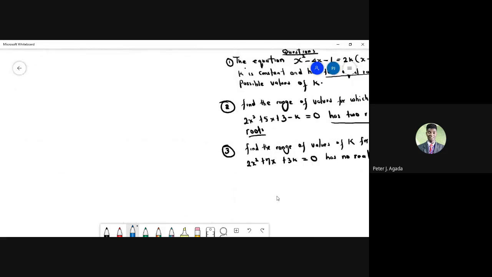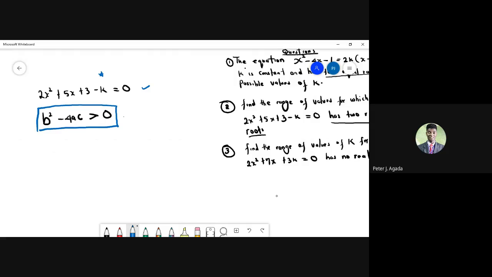So my condition here, using the black, my quadratic equation is 2x squared plus 5x plus 3 minus k equals 0. So what is my condition? My condition is b squared minus 4ac should be greater than 0. So whatever my value would be for k, this condition should be satisfied. This k here, because we're looking for the value of k that would make my quadratic equation satisfy this condition in blue.